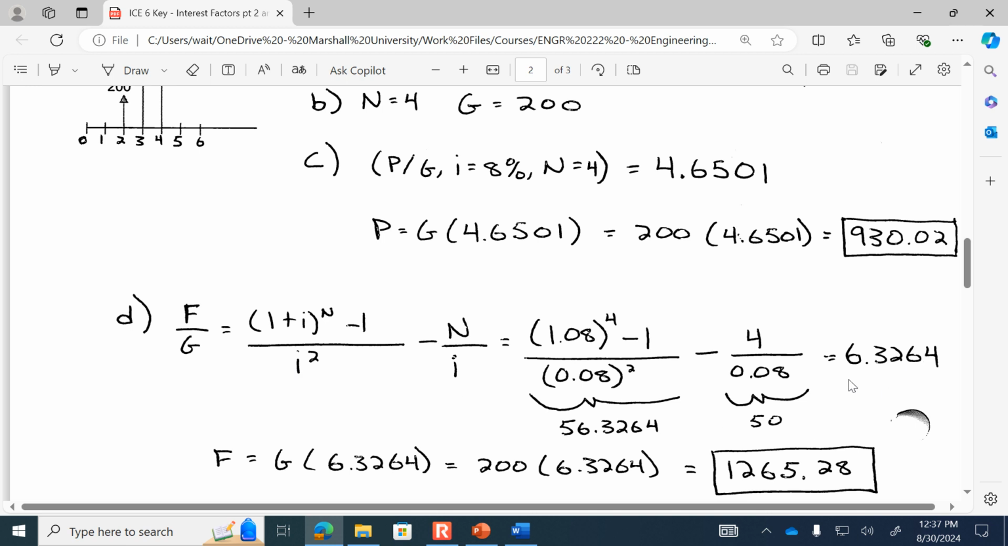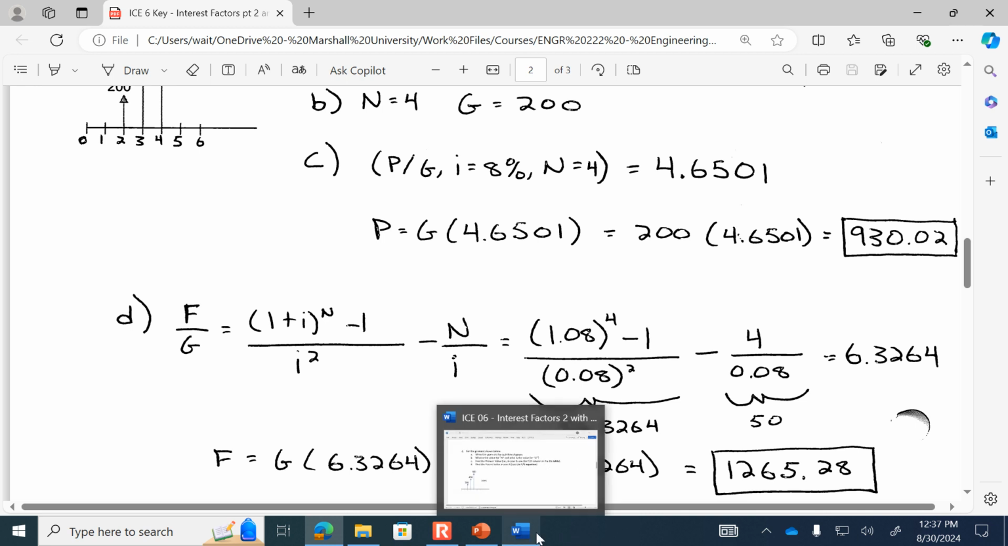Every step illustrated. So we find the factor and then multiply it by the value of g. So expressed as a lump sum in year 4, the equivalent value is $12.65 and 28 cents. And we're accurate to the nearest penny here because I calculated the factor with as many digits as we need. All right, so I'm going to pause again to allow you to finish up the third problem now.